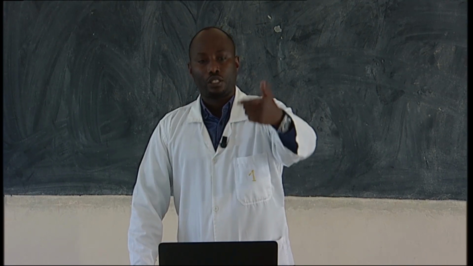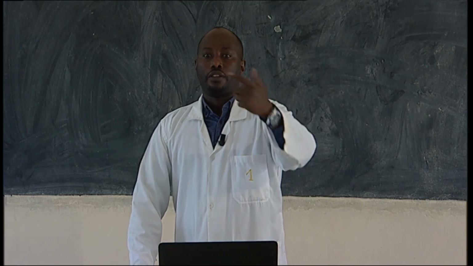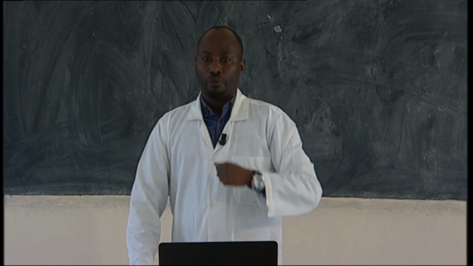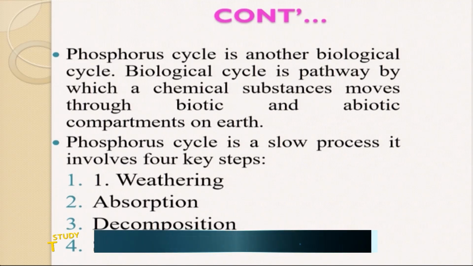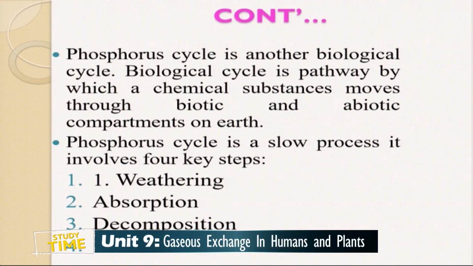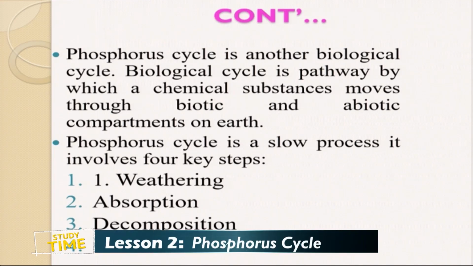So the passing of phosphorus from living things to non-living things is referred to as a biological cycle. That is, the passing of substances through biotic and abiotic compartments on the earth is referred to as a biological cycle. Phosphorus is among the biological cycles that I have mentioned. The phosphorus cycle involves 4 key steps.